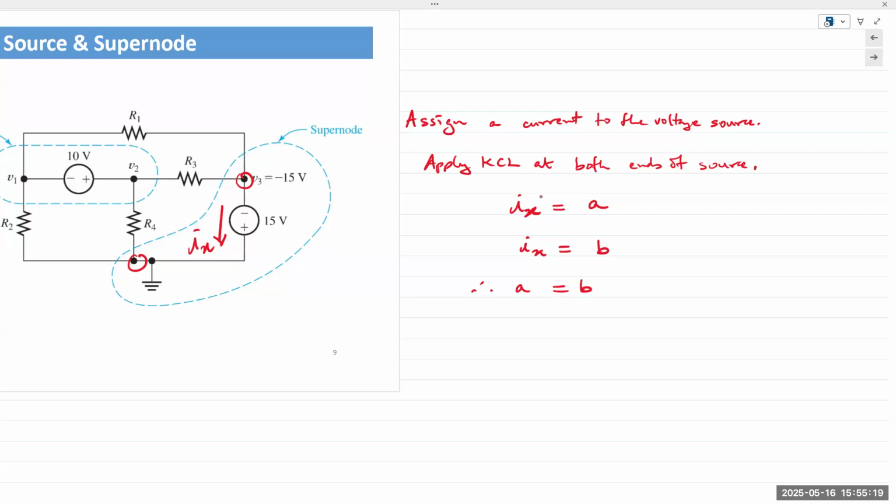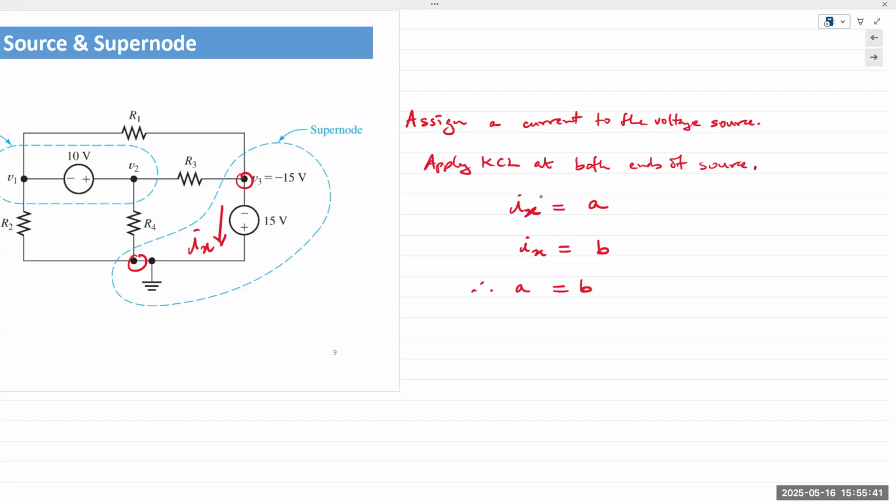So we combine both ends of the voltage source together into a supernode. That's all the concept of supernode is. It's a shortcut to apply KCL at both ends of a voltage source. And that's all.